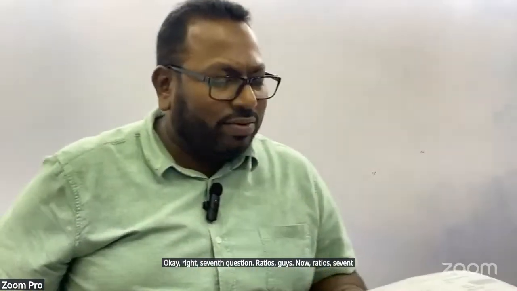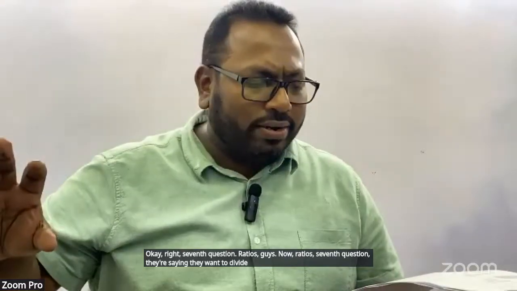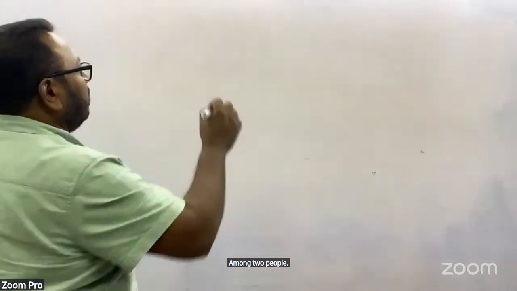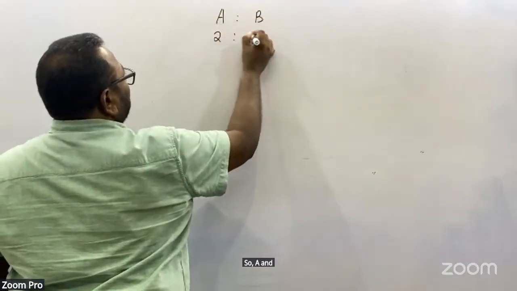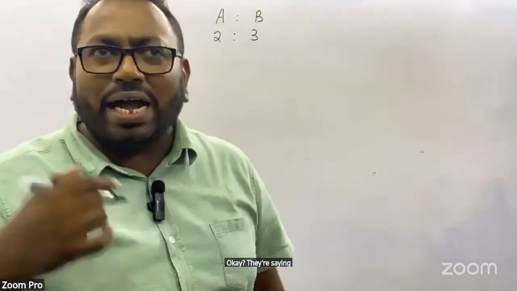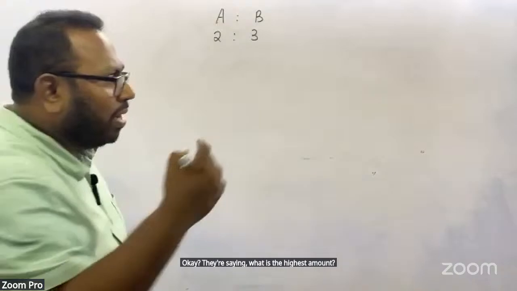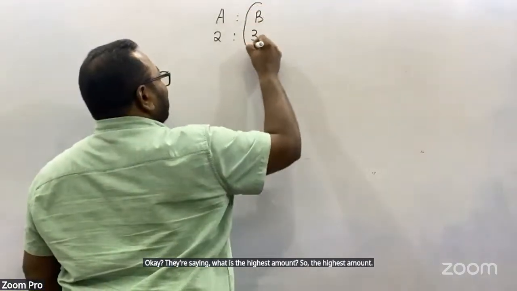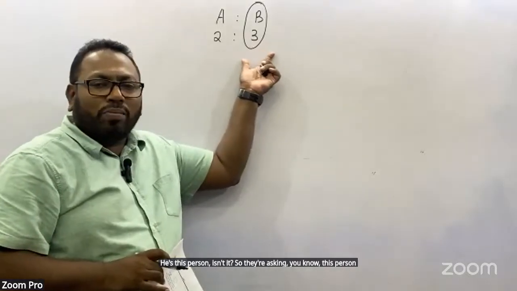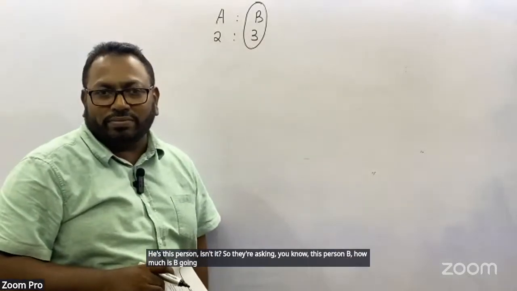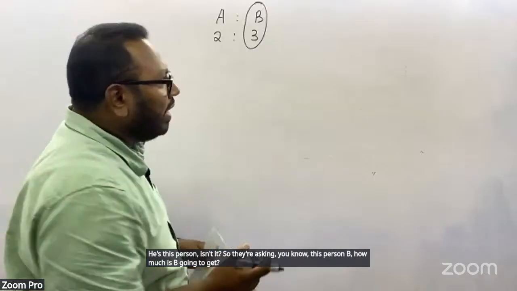Now, ratios, 7th question. They want to divide 12,000 among 2 people, A and B. The ratio of A and B is 2 to 3. They're asking what is the highest amount. So the highest amount is this person, B, isn't it? How much is B going to get? So how do you find that?